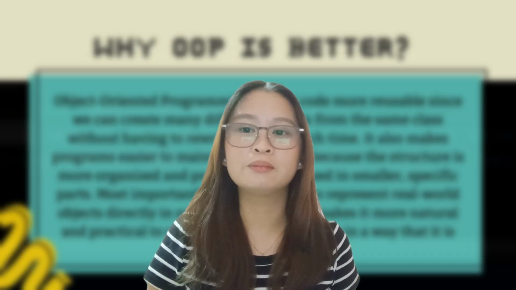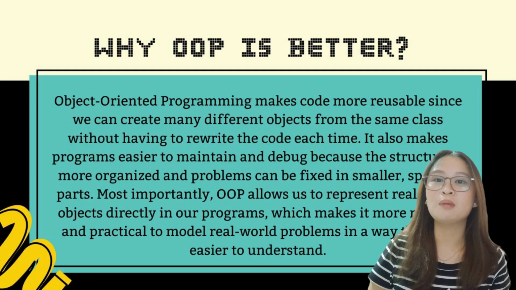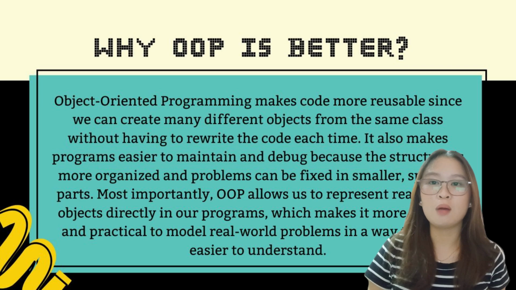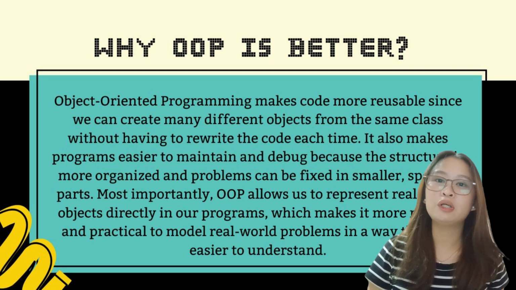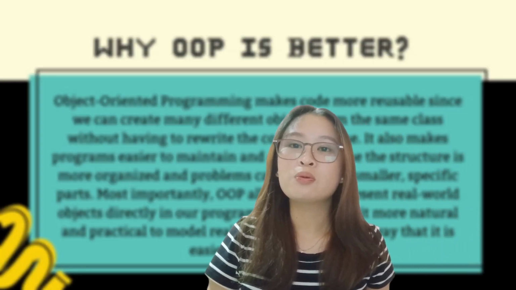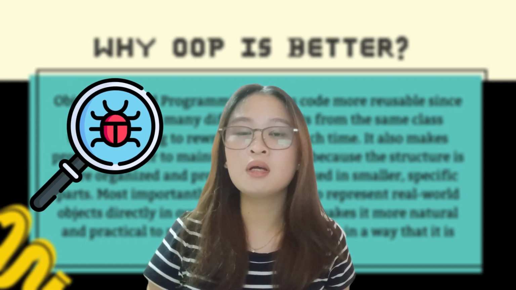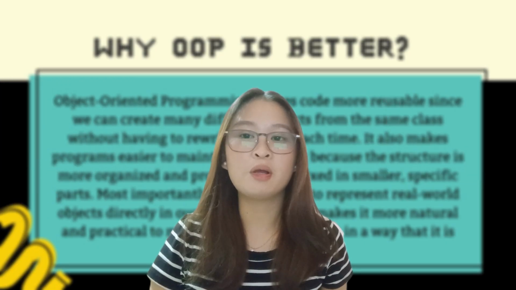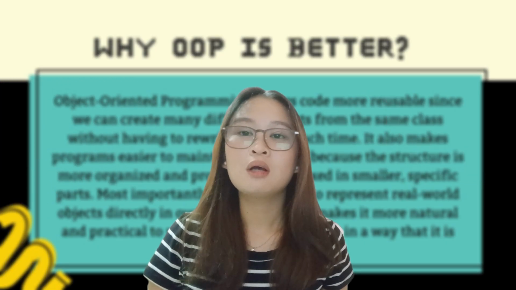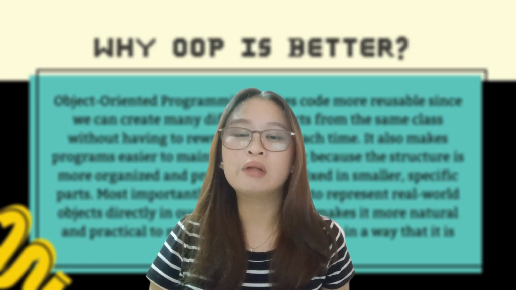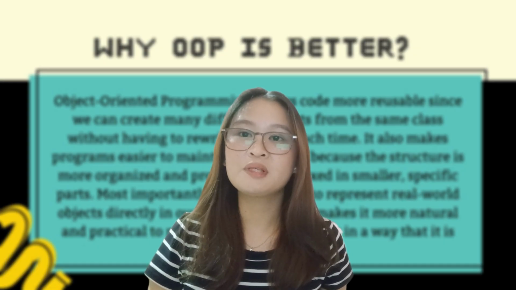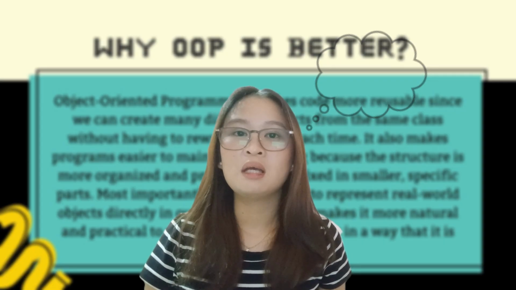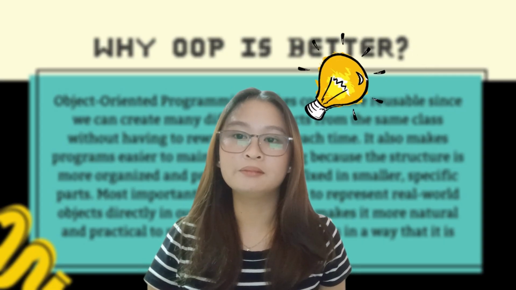and reusable. We think object-oriented programming is better because it makes the code more reusable, since we can create many different objects from the same class without having to rewrite the code each time. It also makes the program easier to maintain and debug because the structure is more organized and problems can be fixed in smaller specific parts. Most importantly, OOP allows us to represent real-world objects directly in our programs, which makes it more natural and practical to model real-world problems in a way that is easier to understand.